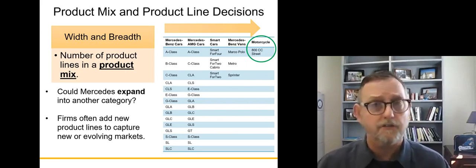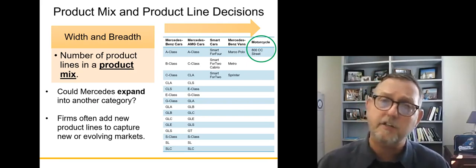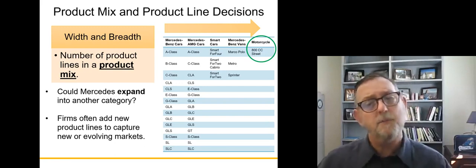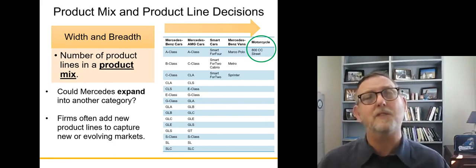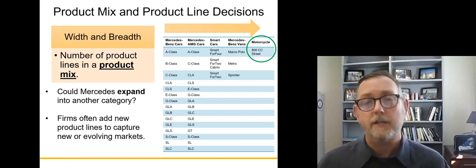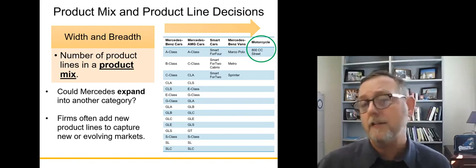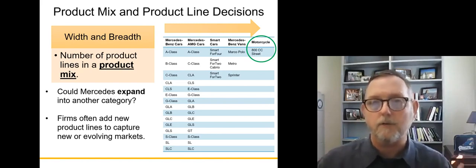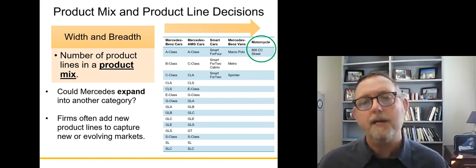What would they have to do? They'd have to have a new production facility. They'd have to have engineers who could do it. It's a totally different product than a car. So this would represent a really big change to the company, and it would radically change the offerings in their product line or product array.